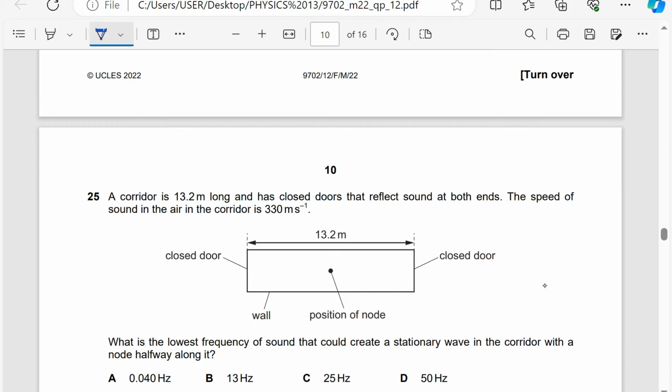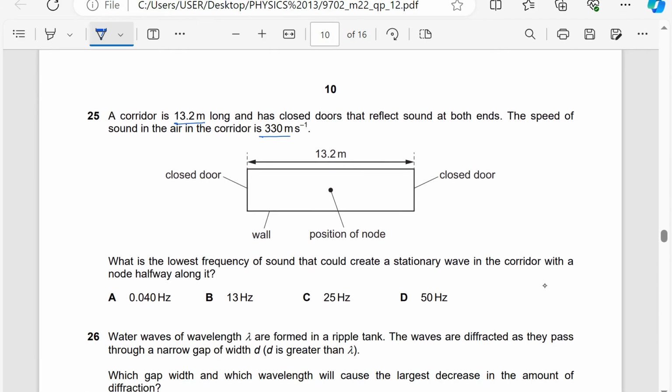A corridor is 13.2 meters long and has closed doors that reflect sound at both ends. The speed of sound in the air in the corridor is 330 meters per second. What is the lowest frequency of sound that could create a stationary wave in the corridor with a node halfway along it? So we have a node here, and this end is closed, the other end is closed, so it means we have another node here. We always have nodes at the closed end, so this is what we have.